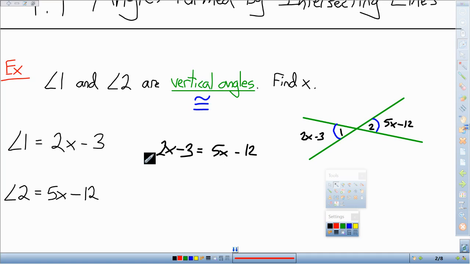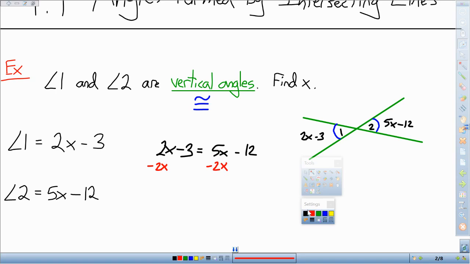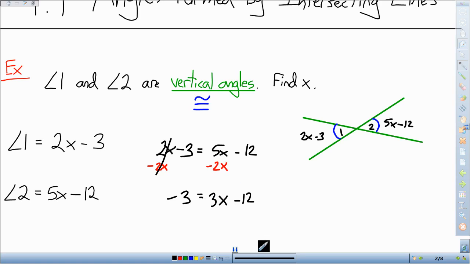First thing I noticed, variables on both sides. I'm going to bring them to the same side. Doesn't matter if I bring them left or right, just a reminder. I'm going to bring the 2x over to the right because I like that this will give me a positive number. I like positive numbers. So those are gone. Have a negative 3 on the left. On the right, looks like I have a 3x minus 12.